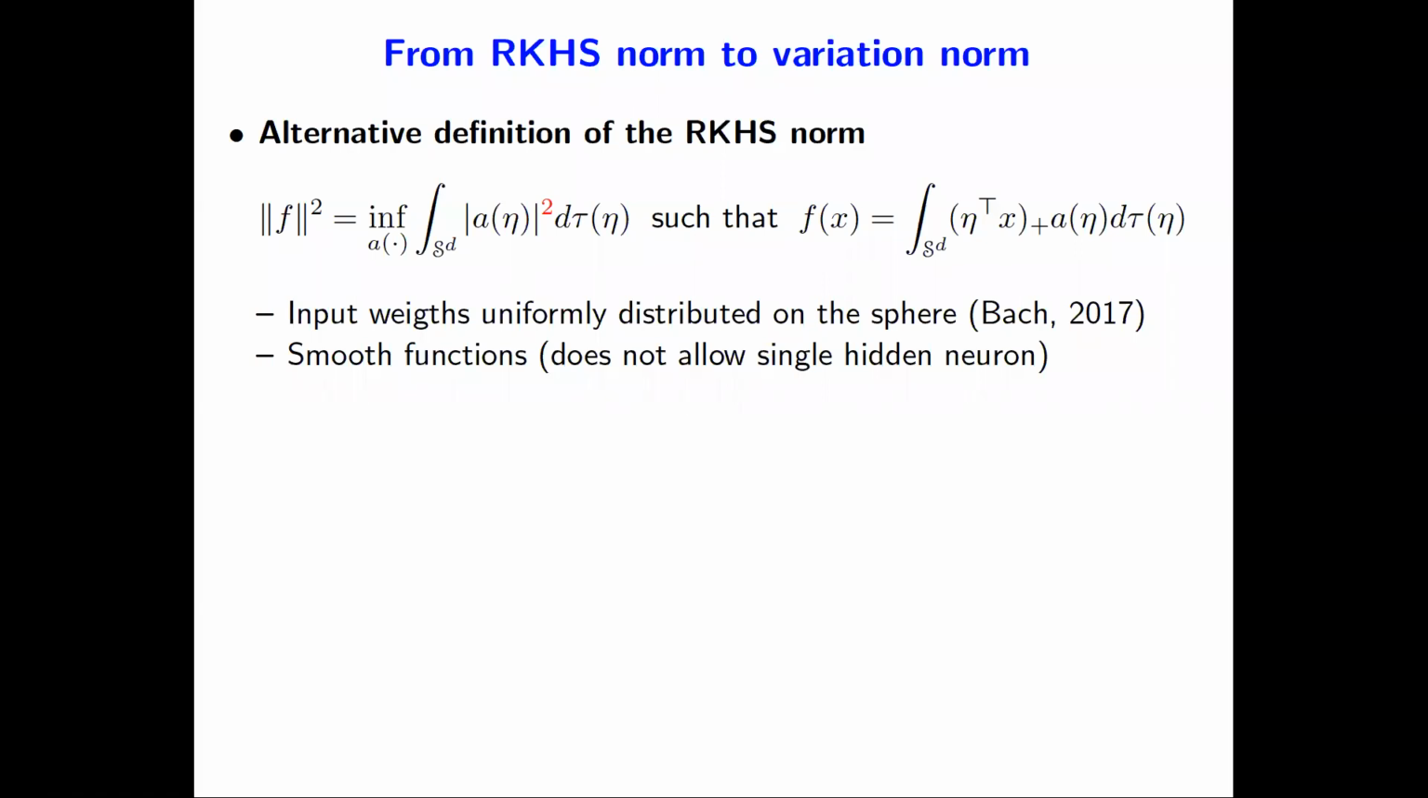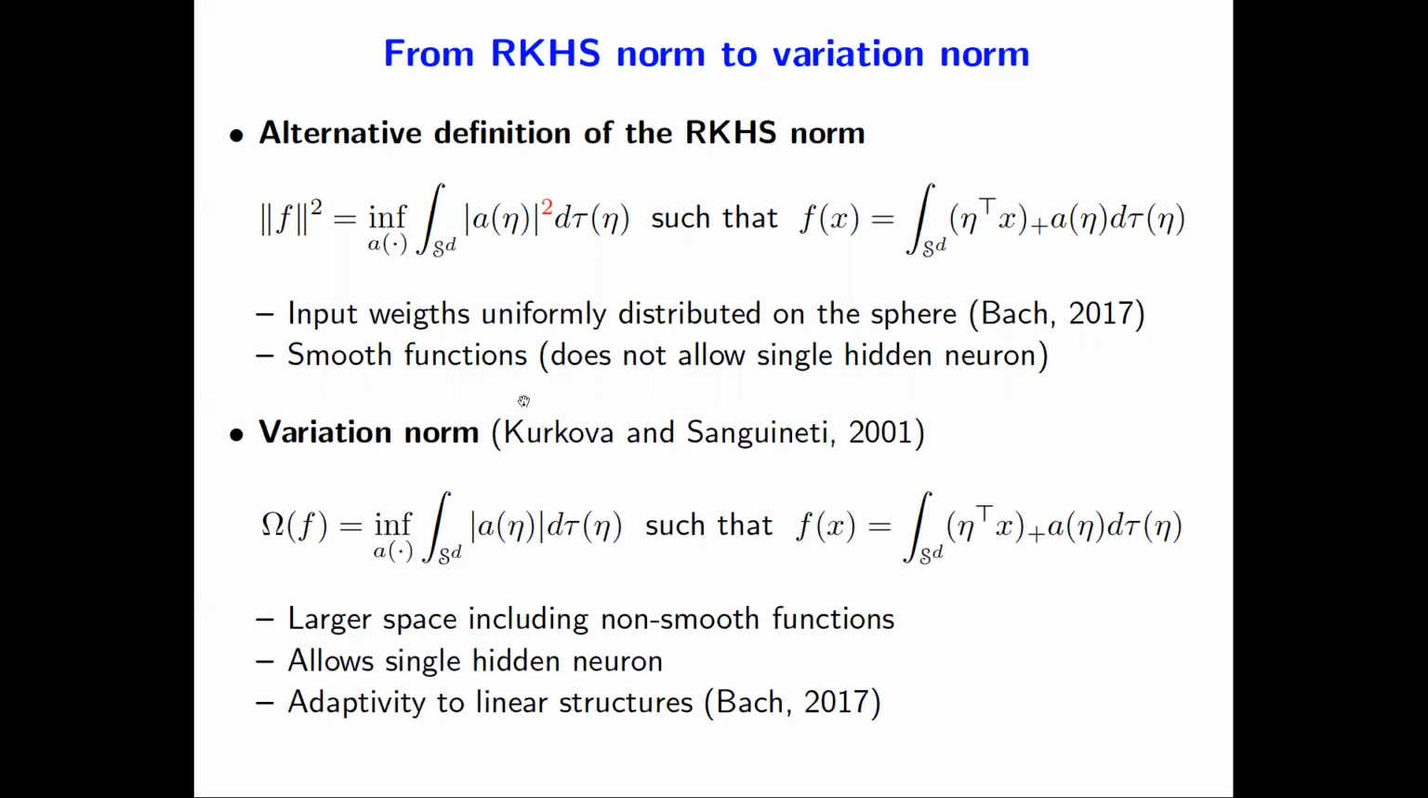This is exactly the RKHS norm. Again, this RKHS is composed only of smooth functions. Now, if you change one line, so you remove the square, then this defines what is called a variation norm, which is no more the L2 norm but the L1 norm, because now I don't have any squares over there. So among all functions which can be decomposed as a continuum linear combination of hidden neurons, I select the one with the minimum L1 norm.